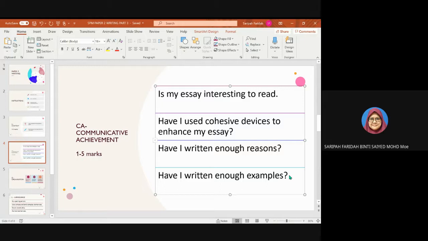Yes, it flows nicely. And then I don't have to stop and think, what is this girl trying to say? I don't have that. I just read comfortably and smoothly and interestingly. Okay? That's the way you achieve communicative achievement. Right? Now, I should add to that.